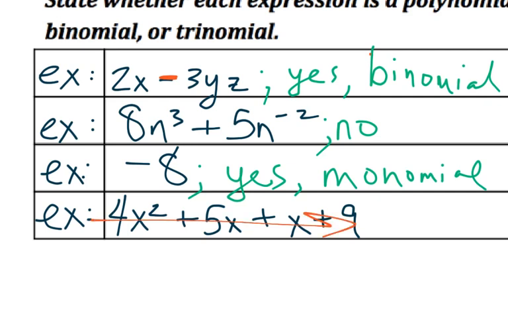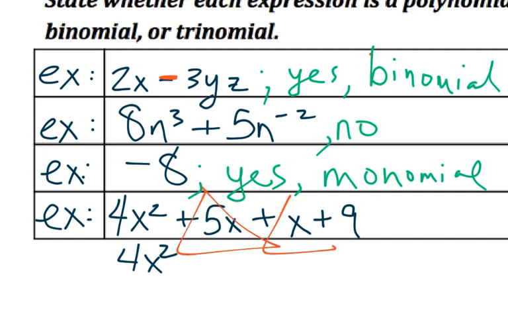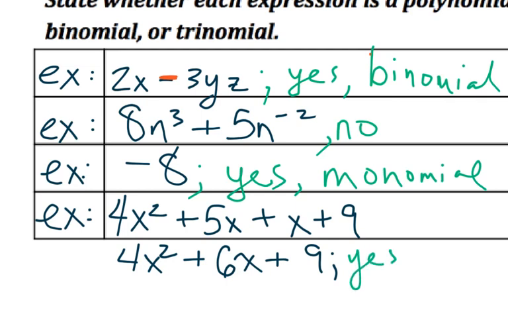I'm going to scan through this and see if anything can be combined. Nothing has x squared with it, so I'll just rewrite 4x squared, but I do have 5x and x. A while ago, when you learned to combine like terms, you learned that if it has the same letter to the same power, you can combine those. And then this polynomial is not just a polynomial, it is a trinomial.